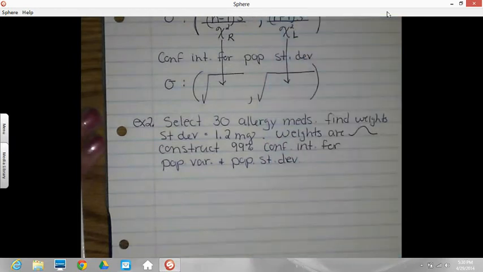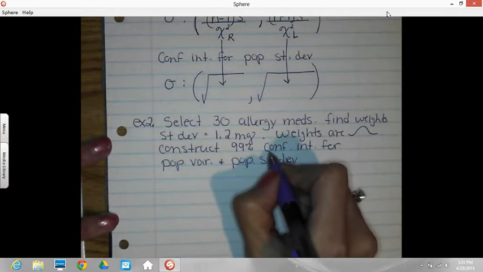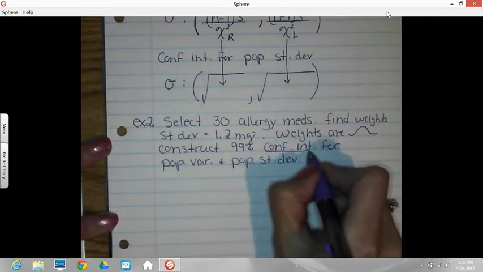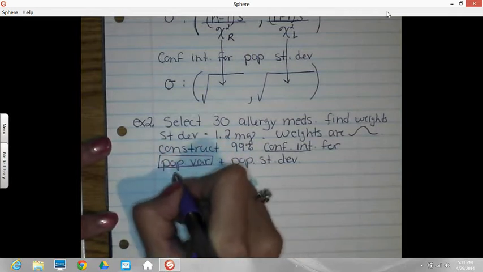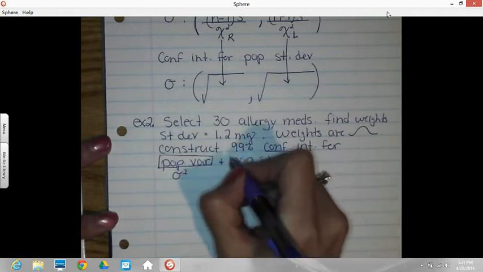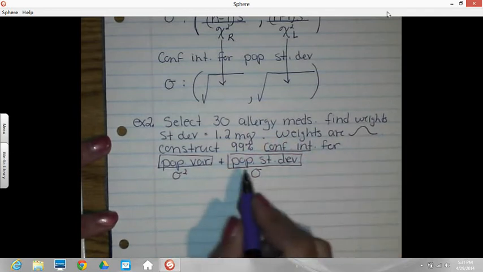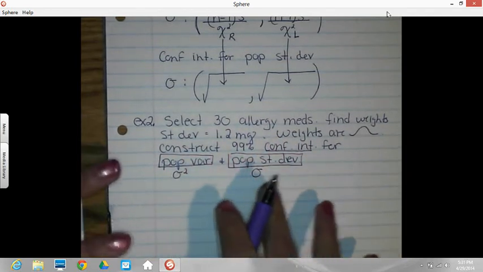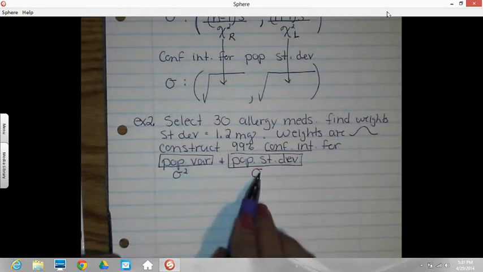When it's all mixed together, you just need to read what you are doing the confidence interval for. I'm doing the confidence interval for population variance, that's sigma squared, and population standard deviation, that's the sigma. This is what's going to tell me to come to this section and do that chi-squared business, because I'm finding variances and standard deviation intervals.